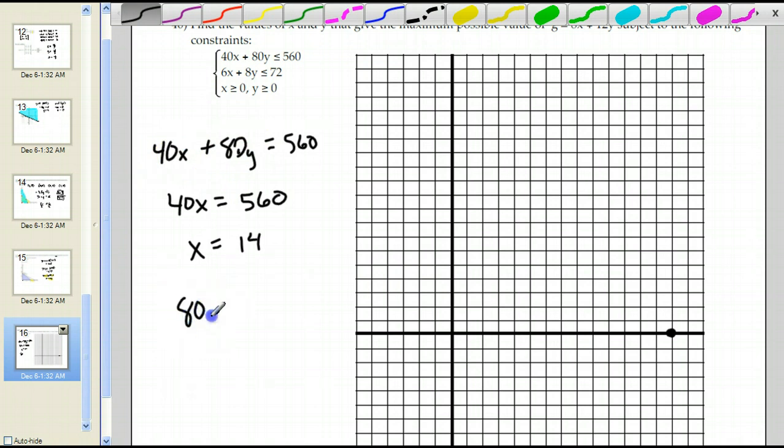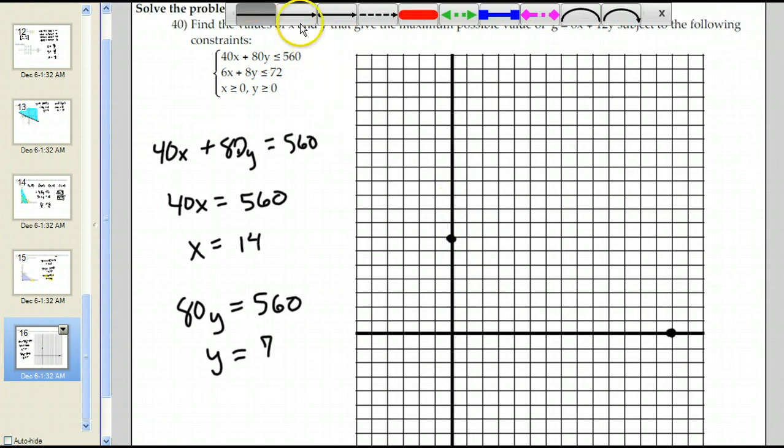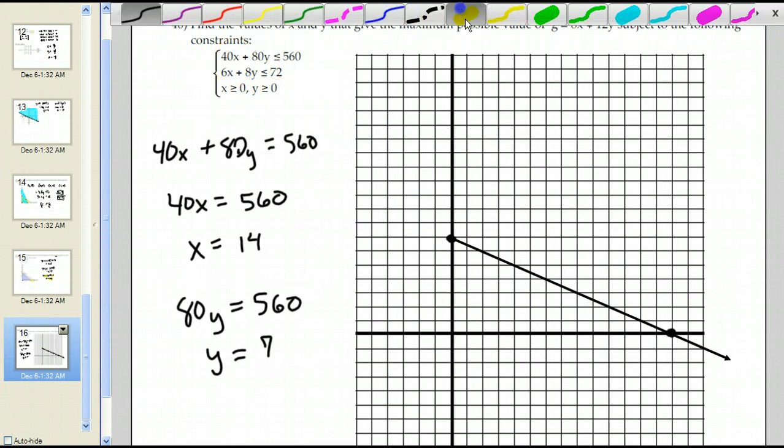So I got 80y equals 560. Alright, divide both sides by 80 and you're going to get y equals 7. So 1, 2, 3, 4, 5, 6, 7. Alright, connect those with a straight line. Now I could keep it going the other way, but I'm quadrant 1 only, so I really don't need to. Okay, and then the origin does make this true, so I'm going to shade below.